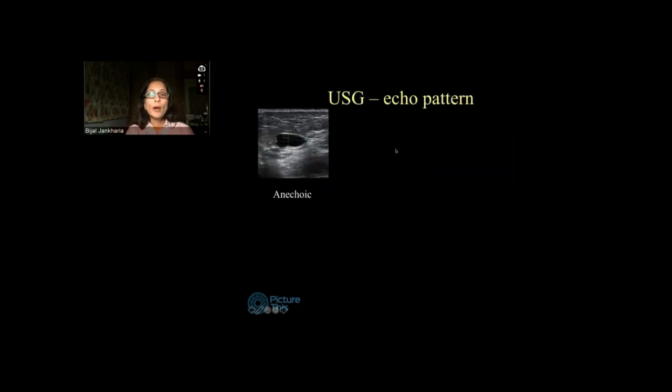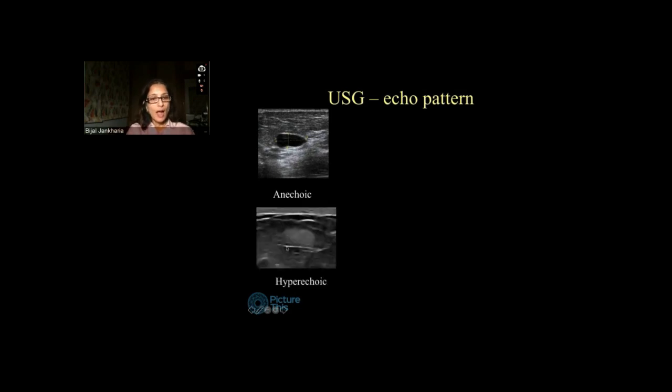We also talk about the echo pattern, and I've been talking about things as per importance. The shape, the orientation and the margins are the most important for us. The others less so. Anechoic means cystic, hyperechoic, so these two are usually benign. Hyperechoic means more echogenic.